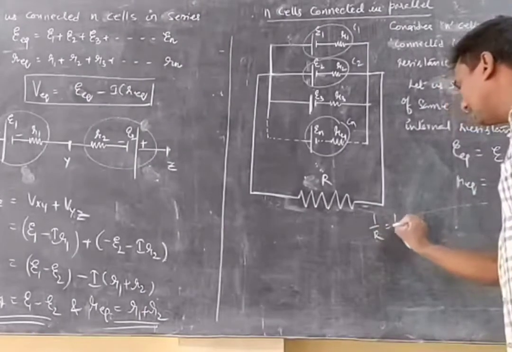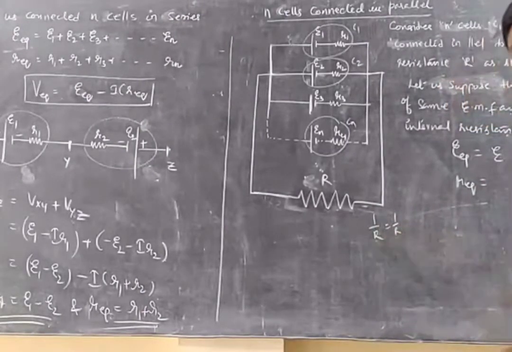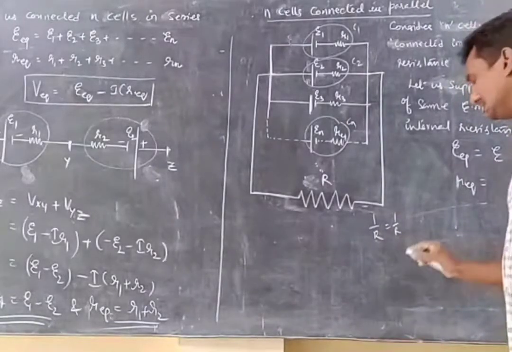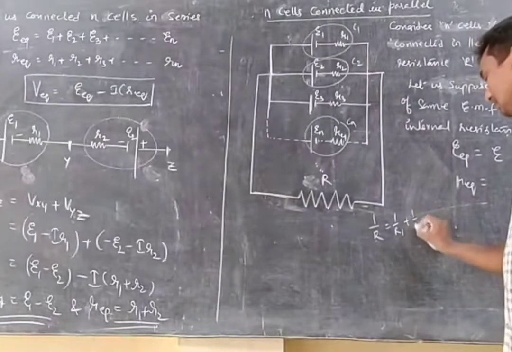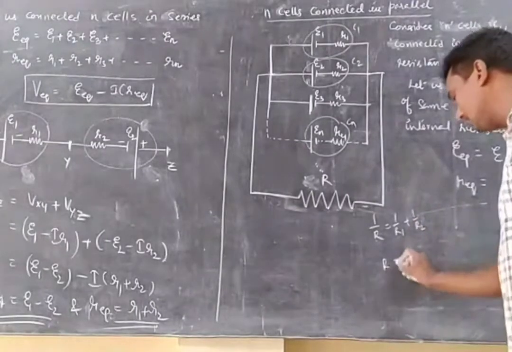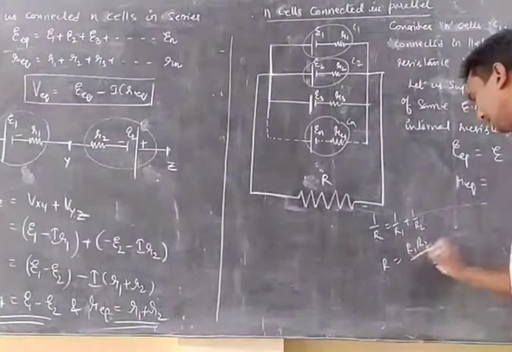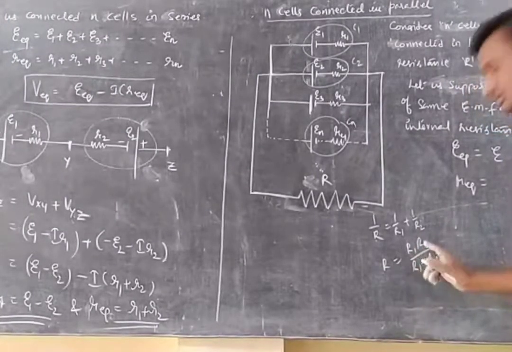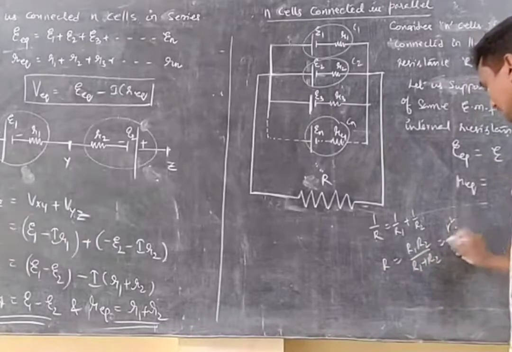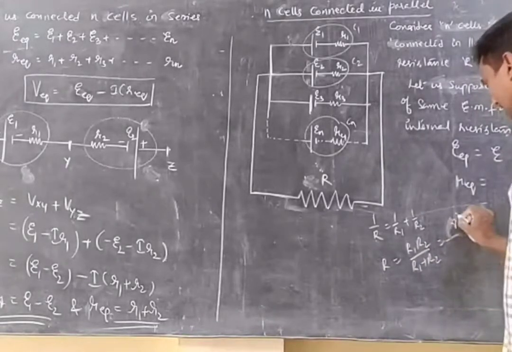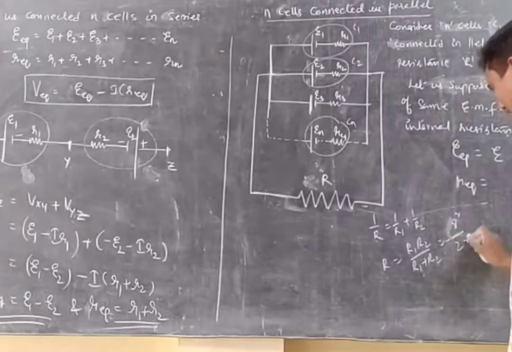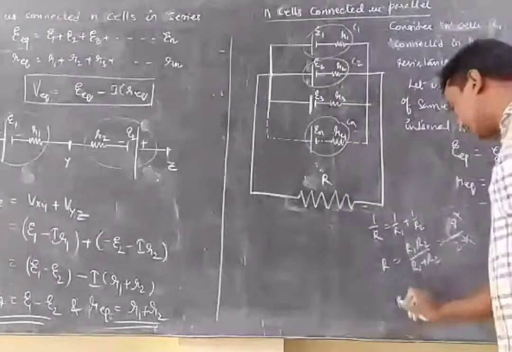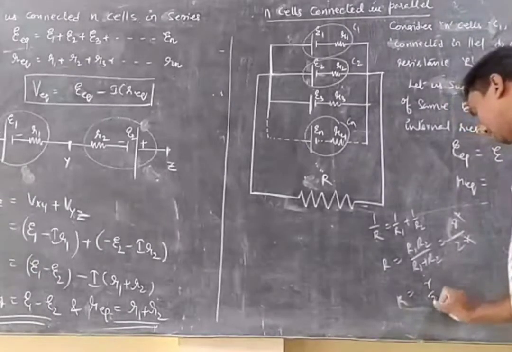When two resistances are connected in parallel, the equivalent resistance is given by 1 by R equivalent equals 1 by R1 plus 1 by R2, right? So R is equal to R1 R2 by R1 plus R2. Now if R1 is equal to R2, then what happens? R square by 2R, so R gets cancelled. You will get the equivalent resistance R is equal to R by 2, right?